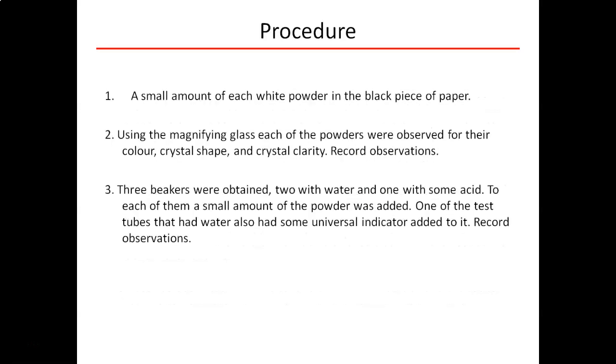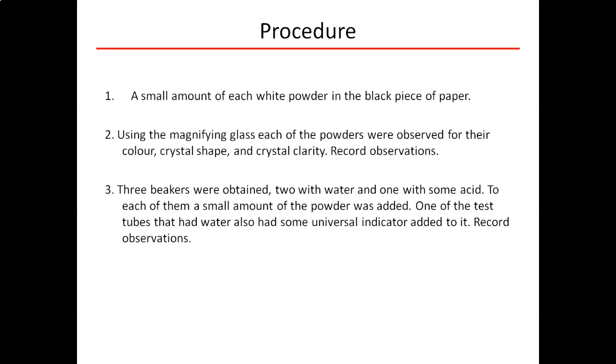So what we did was we put a small amount of the powder on a piece of black paper so we could see the contrast because they were all white. Then we looked at each one through a magnifying glass. What we're looking at is their color, the shape of their crystal, and their clarity. Shapes could be cubes, ovals, hexagons. Clarity, remember, is opaque, transparent, or translucent.